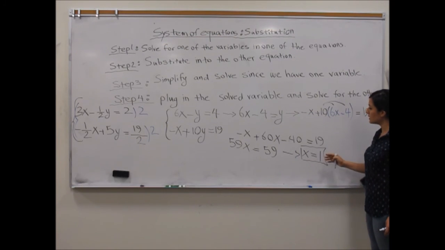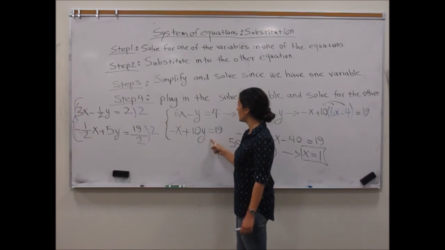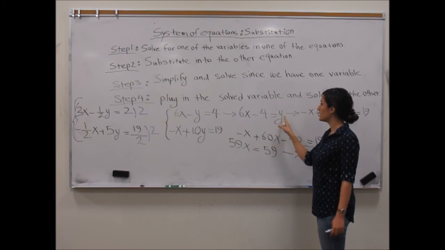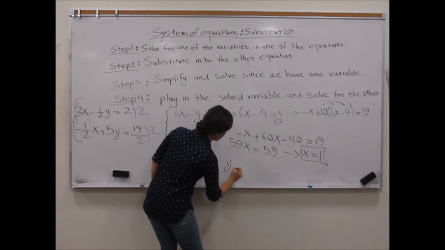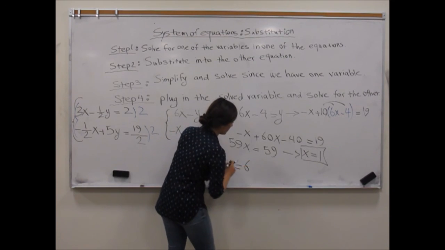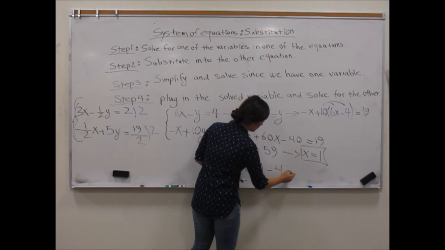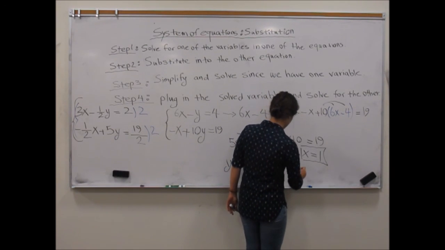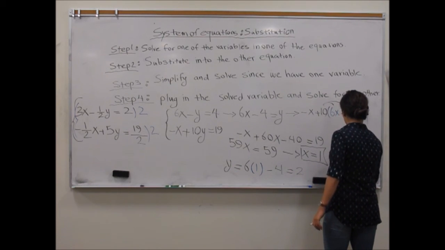And then we can move to step 4, and then plug in this 1 for x in any of these two equations or this one. I'm going to choose this one because this is already solved for y, so it's easier. So I would have y equals 6 times 1 instead of x minus 4. So that's 6 minus 4, and that's 2. So my y is 2.